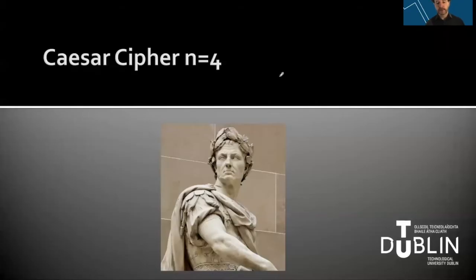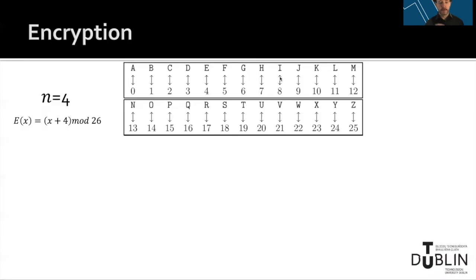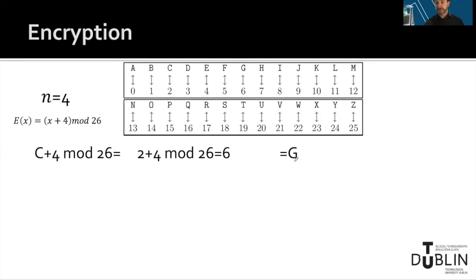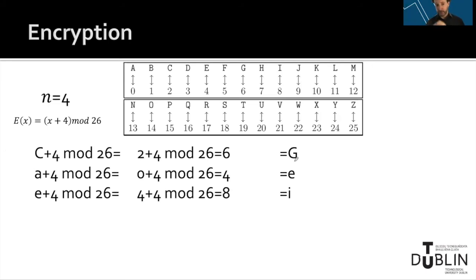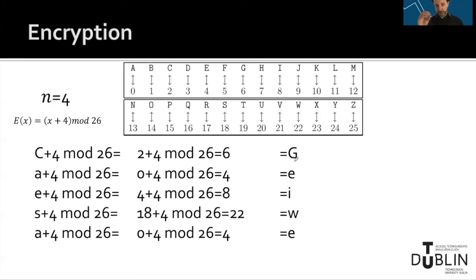So for the Caesar cipher, as n is equal to 4, it shifts everything by 4. Very straightforward. So Caesar, which is C, adds 4. So C becomes G. A, which is 0, you add 4, which is 4, becomes E. E, which is 4, add 4 becomes I. S, add 4. S is 18, plus 4 is W. A plus 4 is E. R plus 4, 17 plus 4 is 21, which is V.